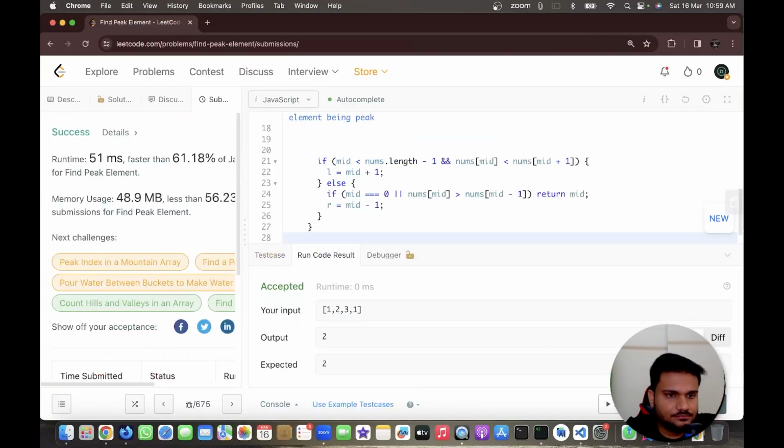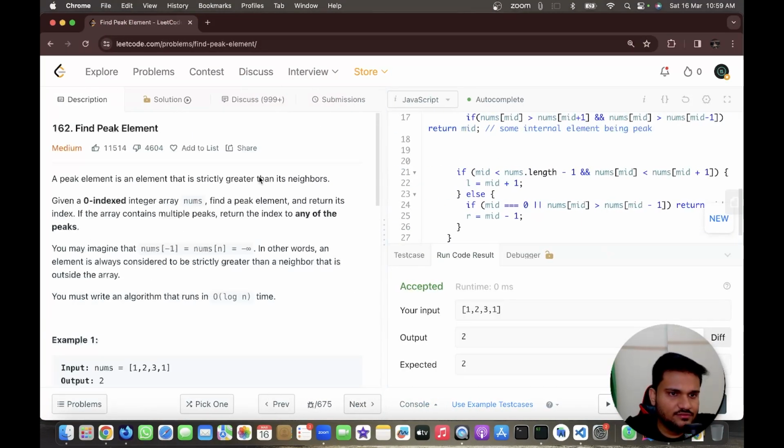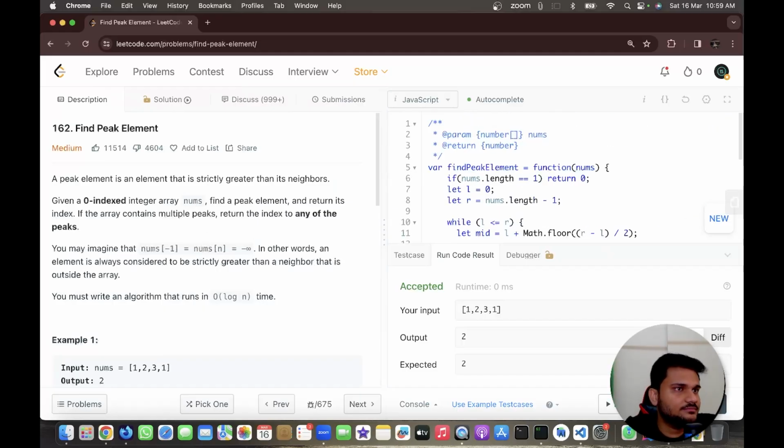Submit. And you can see the JS solution also works. So you can see things are working pretty fine for us. And that's how you can actually implement the peak element with all the corner cases handled.